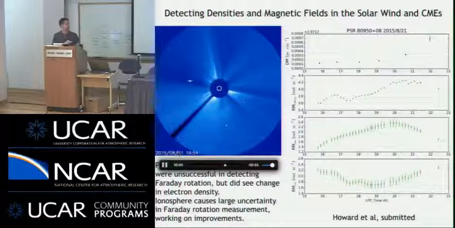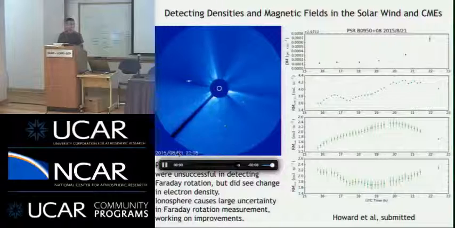However, one good result from this is shown up here. This shows what we call the dispersion measure, which is the integrated electron density along the line of sight to the pulsar. Some of this is due to the galaxy, but about the time that the CME arrives, you see an increase.